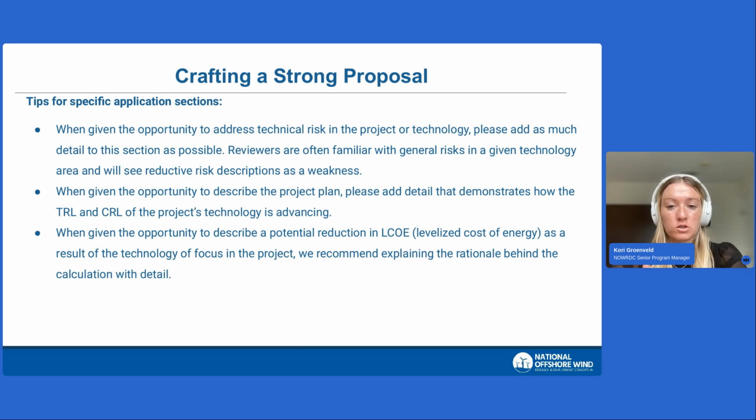When given the opportunity to describe your project plan, we encourage you to add detail that demonstrates how the TRL, or technology readiness level, and CRL, or commercial readiness level, of the project's technology is advancing. So try to make it clear how a specific milestone will advance the technical or commercial readiness of the overall concept. Then, when given the opportunity to describe a potential reduction in LCOE, or levelized cost of energy, as a result of the technology of focus in the project, we recommend explaining the rationale behind the calculation with detail so that reviewers can verify this reduction themselves as well.